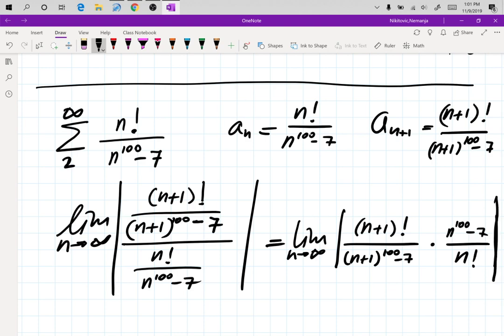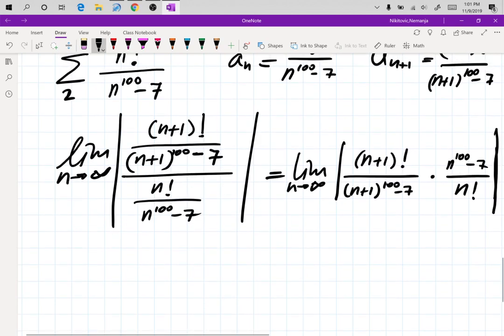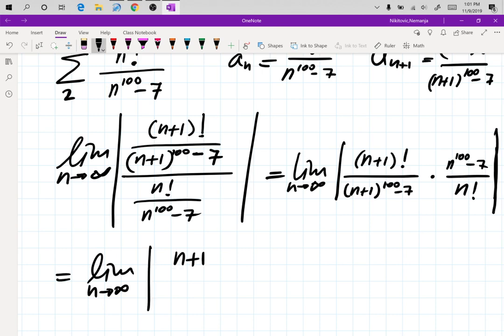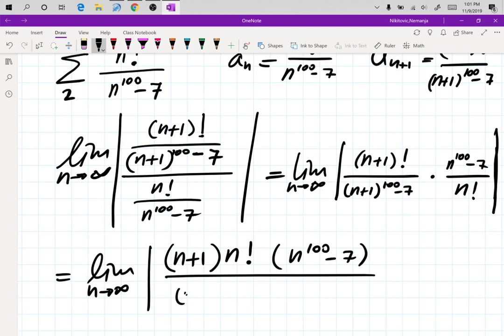Absolute value. So you can pull n plus 1 out of the top and make it n factorial. Yes, you are peeling off the n plus 1 term. And then you can cancel out n factorial times n to the 100 minus 7 divided by (n plus 1) to the 100 minus 7 times n factorial, and this is where n factorial cancels.